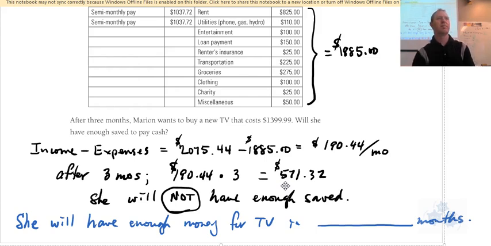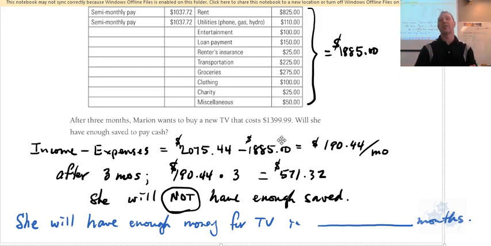I did. 190.44 times 3, and I times that by 2. And I just added. Okay, so you took this 3-month block, and you multiplied it by 2, and that didn't quite get you $1399. So then what did you do after that? I added 190.44. Okay, so then you added 190.44 until you got past this. Okay, that's another good way to do it.